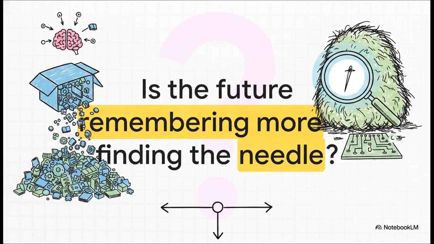Which leaves us with this final, incredibly provocative question to chew on. If an AI can technically hold 1 million tokens in its memory today, is the future of artificial intelligence really about remembering more? Or is the true evolutionary leap going to be getting better at finding the needle in the haystack? I really hope this explainer sparked your curiosity and helped you visualize the incredible architecture behind AI memory.